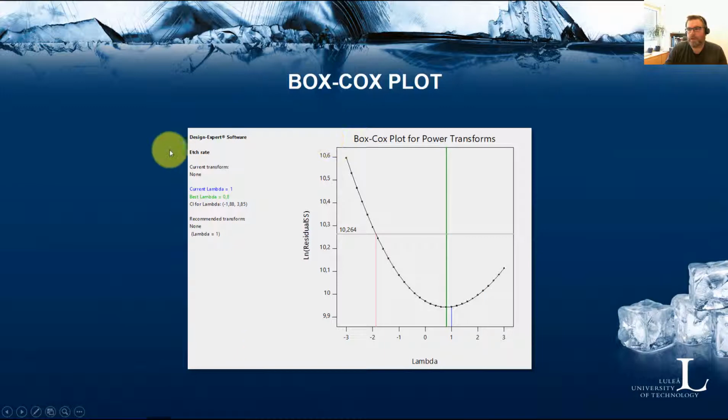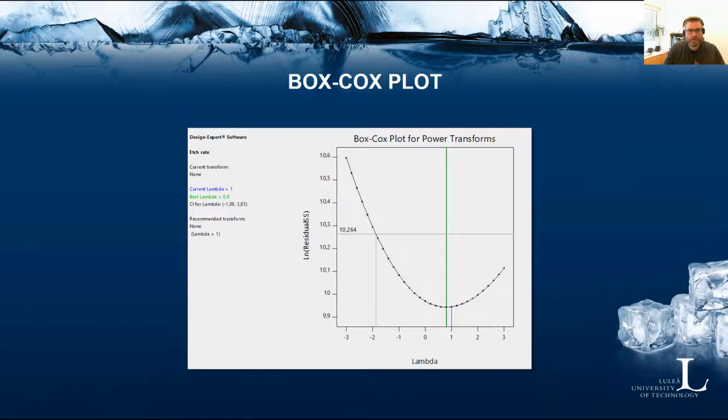Here you can see the current lambda is 1 because currently we have no transformation. The best lambda, the optimal one, is 0.8. The optimal one is the lambda value that minimizes the natural logarithm of the residual sum of squares for the model. And you have the confidence interval limits here, and you have a recommendation which is none. There is no recommendation to perform any power transformation because the value 1 is within this confidence interval.